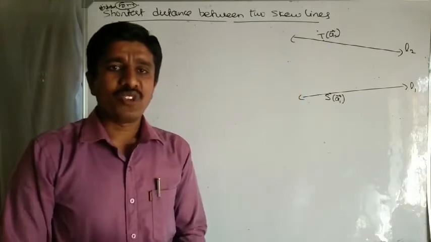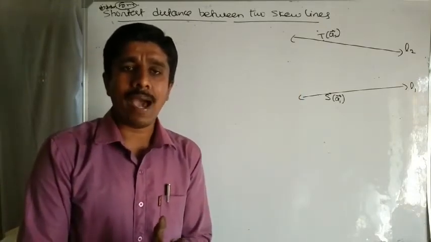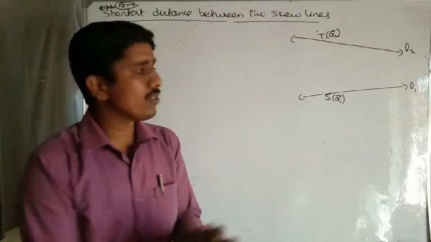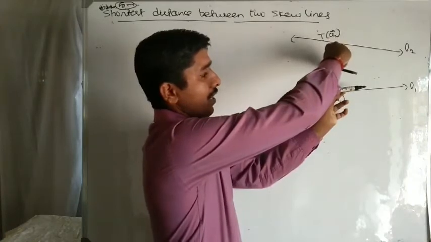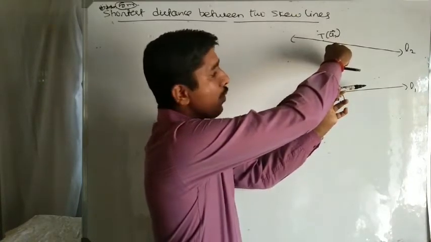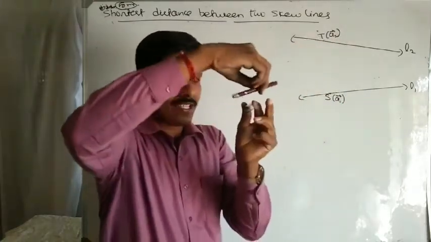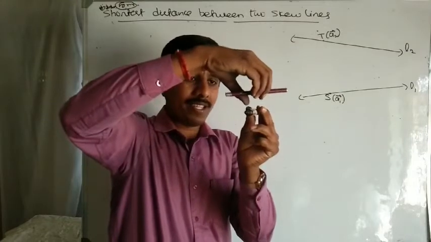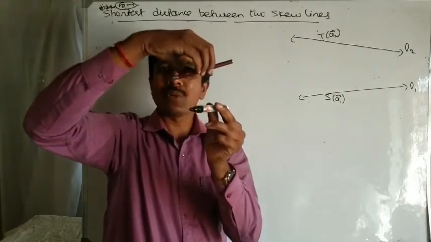So I am going to find the shortest distance between the lines. Mind it, skew lines means lines which are neither parallel nor intersecting. First line, this is line L1, second line L2 like this. Are you following? Neither intersecting nor parallel, they are called skew lines here. What is the shortest distance? From here to here, this is the shortest distance between the two lines.